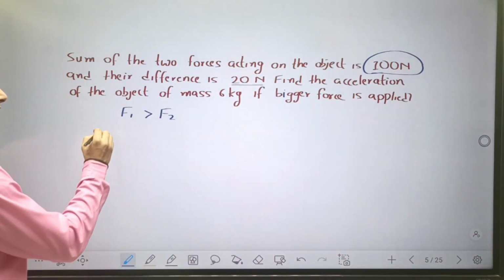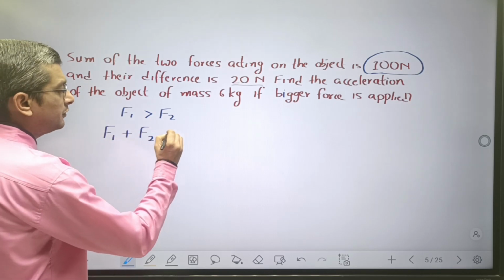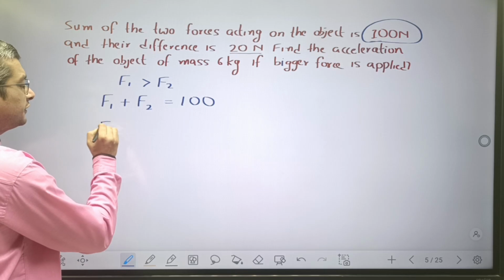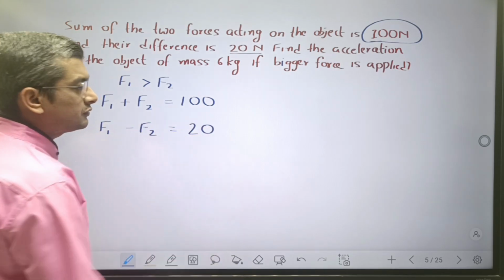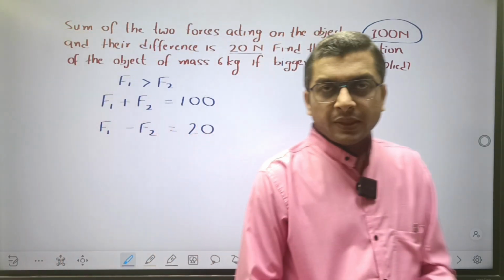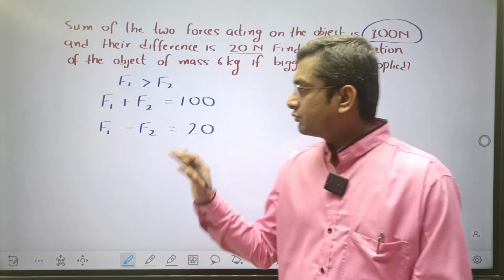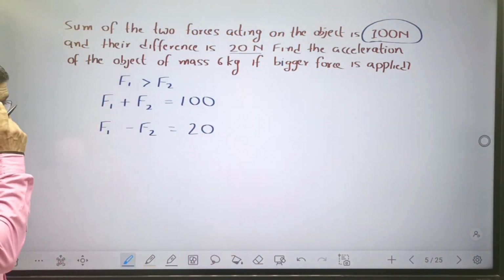The two conditions given in the question are: the sum of the two forces, F1 plus F2, is equal to 100, and the difference of the forces, F1 minus F2, is 20. So this is given in the question. How can you solve such kinds of questions? There are two methods by which we can solve such questions.